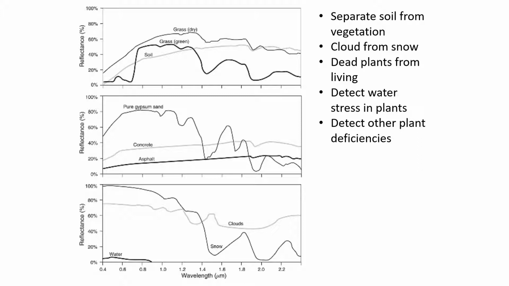But we can use this to our advantage in a lot of different ways. For example, we can separate soil from vegetation, clouds from snow, dead plants from living ones. We can detect water stress in plants as well as nutrient deficiencies, and these are some examples that would show that. Just to talk about it here a little bit, you can see how dry grass and green grass have a different signature, as does soil, and there are certain places in the frequency where you can tell that the soil is less than the dry grass, and other places where it's about the same. You can use these things to your advantage. Same way with whether something's concrete, asphalt, or sand, water, snow, or clouds.